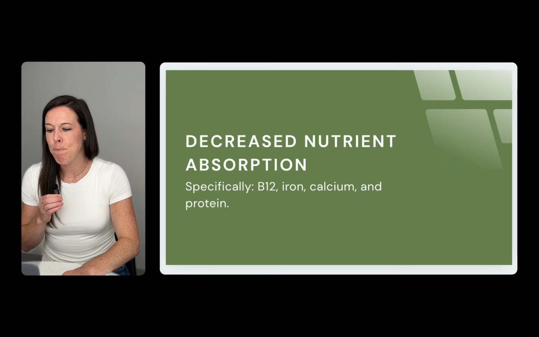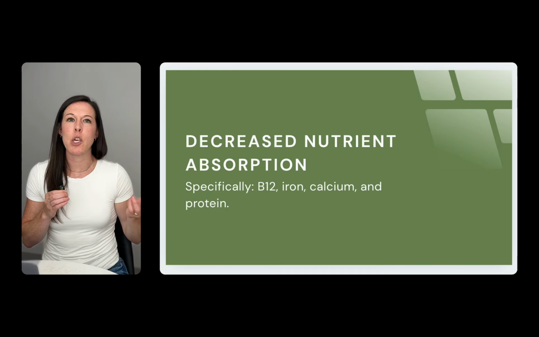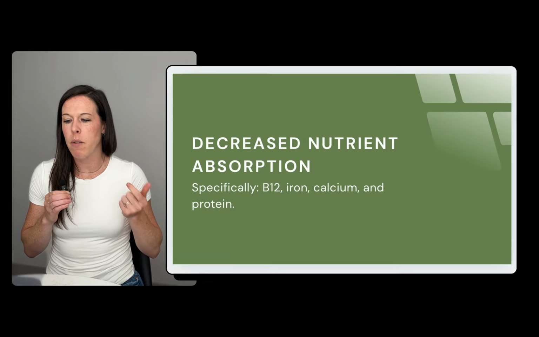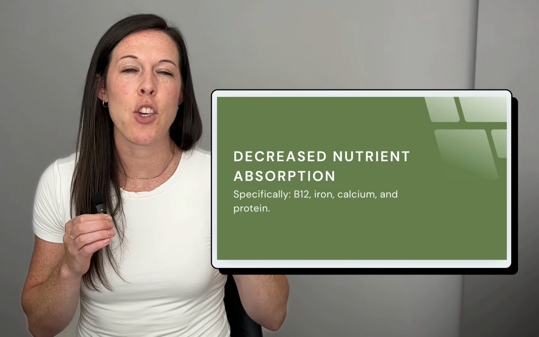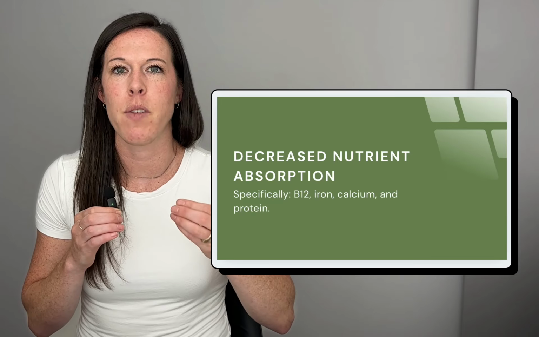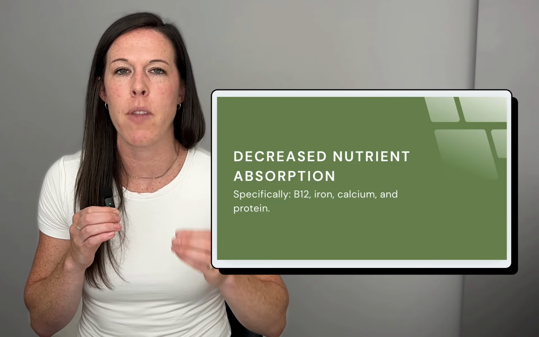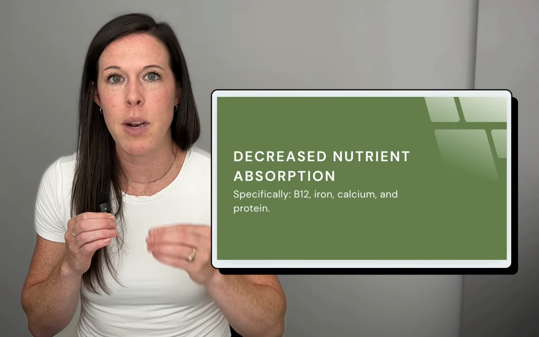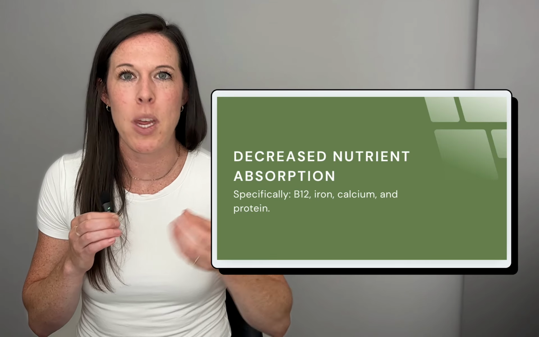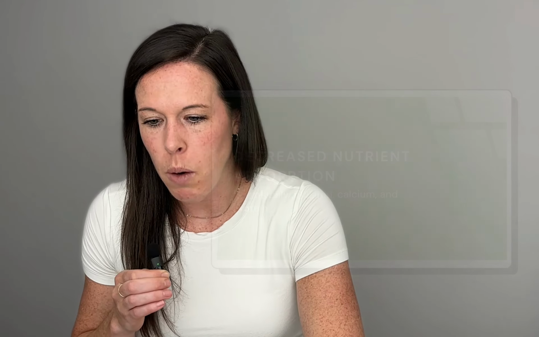And then another one is decreased nutrient absorption. Specifically things like B12, iron, calcium, and protein can decrease in their absorption capacity because there's not enough stomach acid, which is required as part of their digestion or breakdown. Therefore, we can't absorb them because they aren't broken down, or they haven't gotten to a state that we can actually absorb well. So those are some things that can happen.